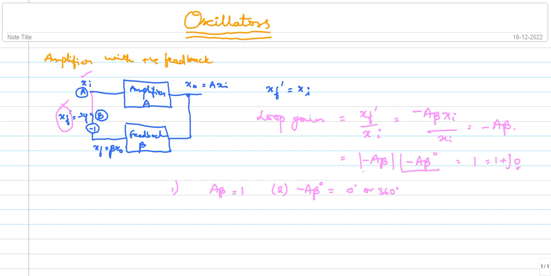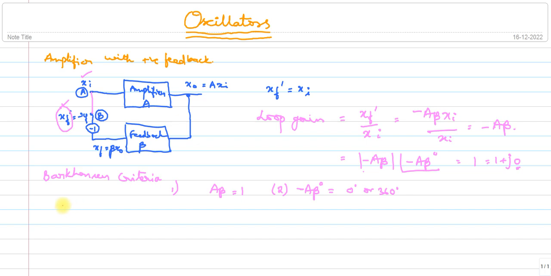These two conditions are called Barkhausen criteria. Very simple: take the loop gain and equate it to 1. That's all. Understood? Loop gain means output by input. So the final output is xf dash and the input is xi. One divided by the other, so that we get this part. Very simple thing.